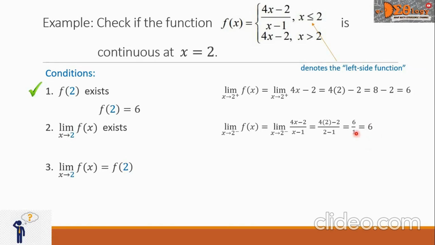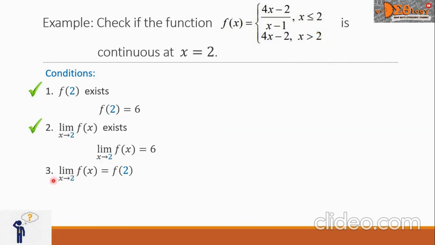We see here now that the right-hand limit is equal to the left-hand limit and the value is 6. So we say now that condition 2 is also existing. So the limit of f of x as x approaches 2 is equal to that same value, which is 6.